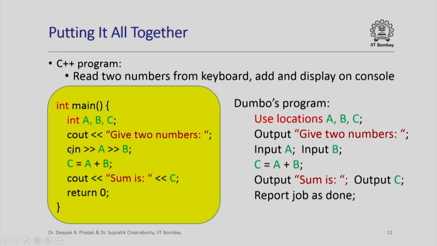which is our keyboard, and from the common input I want to read A and B, then I want to sum up A and B and store the value in C, and instead of saying output sum is and then outputting C, I would say in cout please print the string sum is and then print the value of C and then return 0. So we will of course see more about each of these parts of the program later, but this is just to give you a glimpse of our very first C++ program.